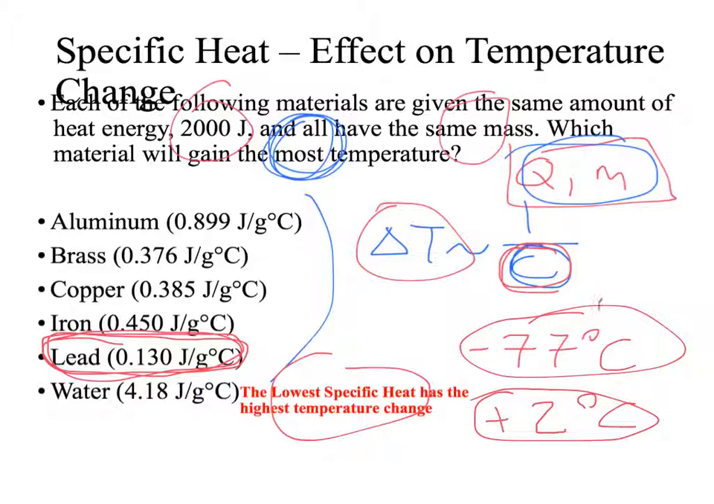So the change for the metal in the lab was very high, and the change for the water in the lab was very low. If you can remember this, you ought to be able to answer this question without any problem at all. The metal is always going to have a higher temperature change than the water, given the same mass and the same heat put into or taken out of the sample. So the lower the value for C, the higher the temperature change. And that's it. Good luck on the test.